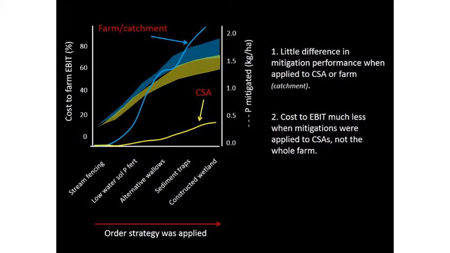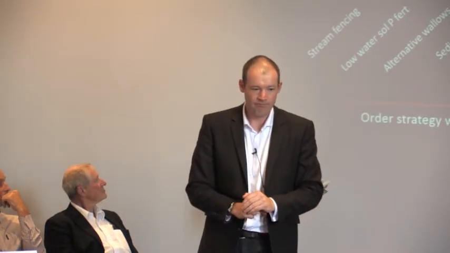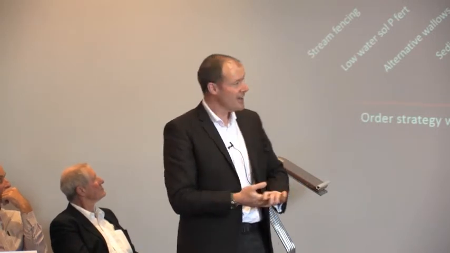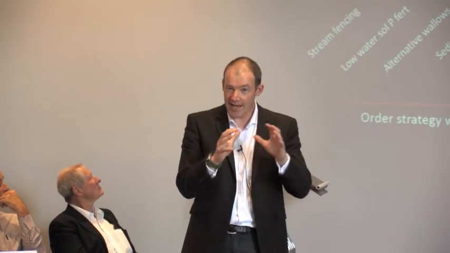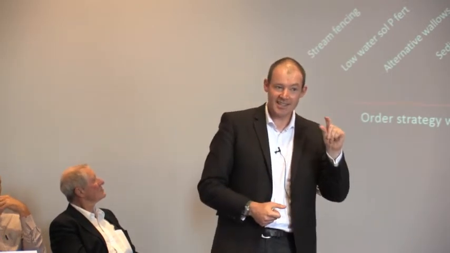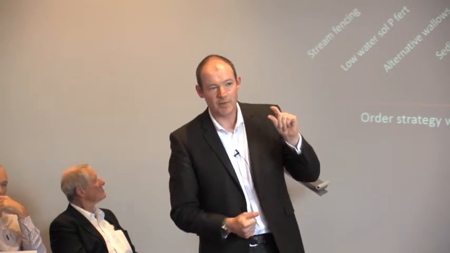Let's look at it a little bit more in detail. So, if we applied the mantra of putting those mitigations in on the basis of cost effectiveness, then this is what it would look like. So we had stream fencing all the way down to a constructed wetland at the end there. What we have on the y-axis there is the effectiveness, or the quantity in this case, of P being mitigated. In the yellow, it's the critical source area, and in the blue, it's the farm, so the untargeted loss. What you can see there is that there are similar quantities being mitigated.